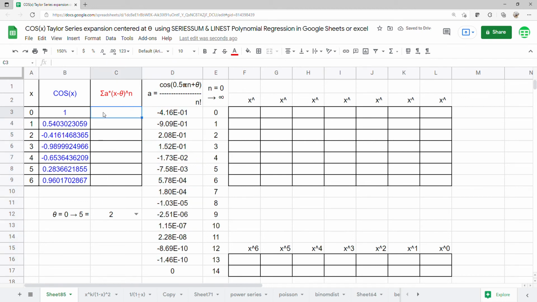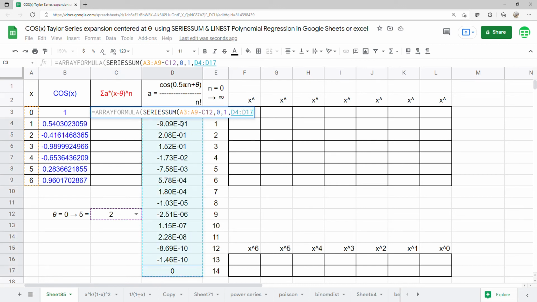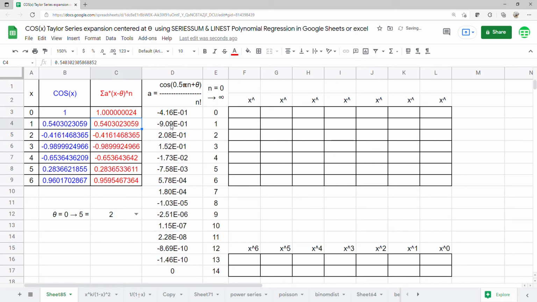Now we can complete the Taylor series expansion. So array formula, series sum of the x values, that's x minus theta. So minus theta raised to the power n, where n starts from 0, incremented by 1. And the coefficient will be the a values, this range. Then enter. And we'll chart this.